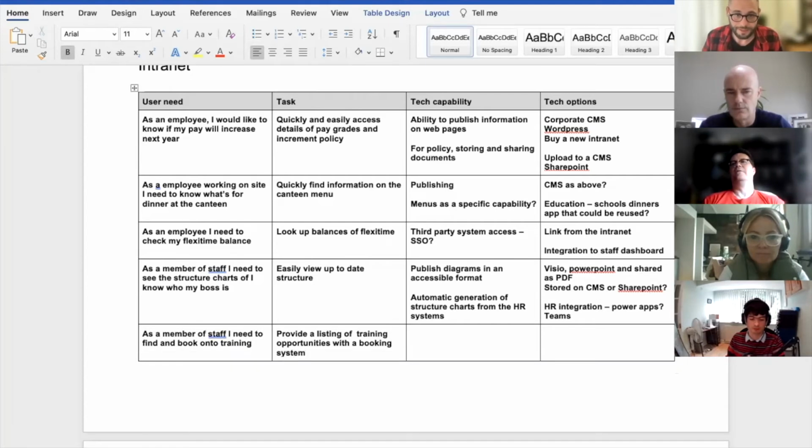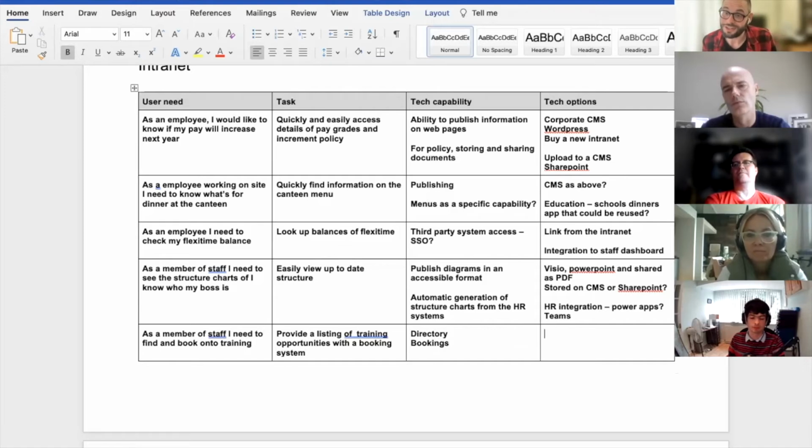Tech capabilities for that might be almost like a directory, which is a fairly well known tech capability in terms of listings of stuff. A directory could do that, and then obviously bookings is the next one that goes alongside that.